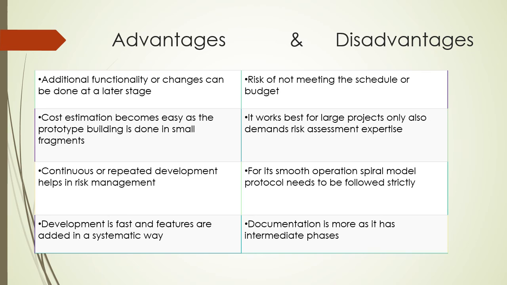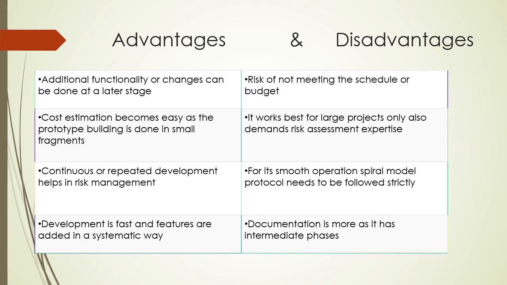The advantages of the spiral model are additional functionality or changes can be done at a later stage. Estimation becomes easy as the prototype building is done in small fragments. Continuous or repeated development helps in risk management. Development is fast and features are added in a systematic way.